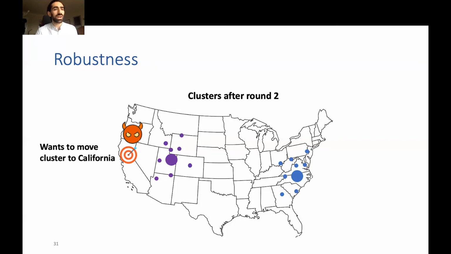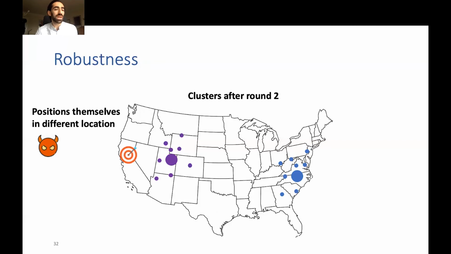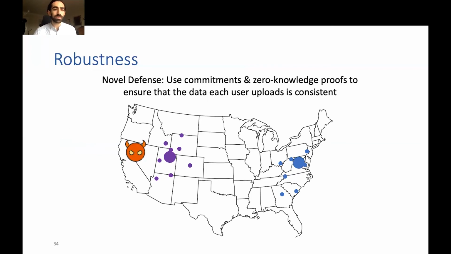Because they're aware of where the clusters are ending up close to convergence, they can position themselves in a different location, say in the middle of the Pacific Ocean, to figure out exactly where they would need to be to pull this cluster to their target. And in this case, this is exactly what happens. The cluster gets moved to this target.